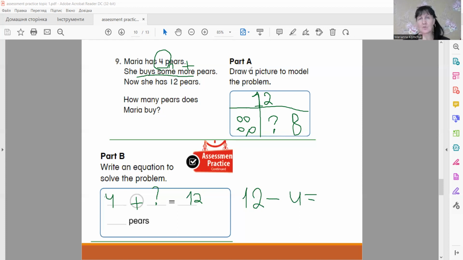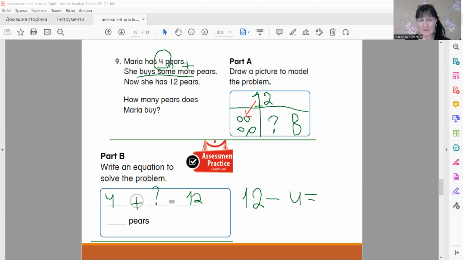If you do 12 minus 4 equals 8. So one more time here, what do we do? First we draw a picture, what we see. Then we write what we see in the story. You see number 4, you write 4. You see more, that means plus, you write plus. You see missing number, you write missing number.